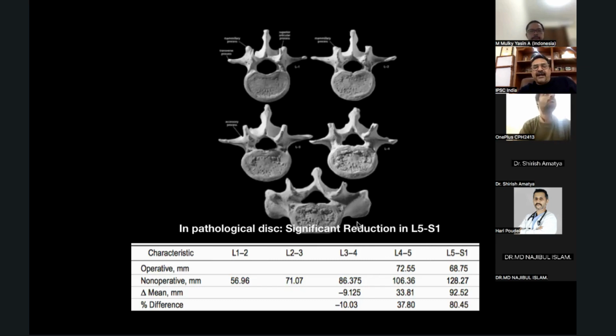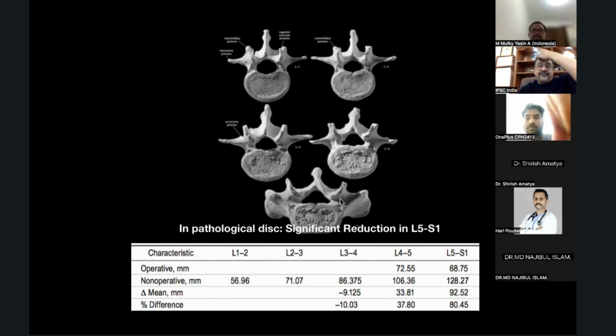The probable reason for this is the angulation of these facetal joints and the increased area of the facetal joints over here, which may cause reduction in the size of this Cambridge triangle. So you can see from here, there's operative, there's non-operative, and you can see at L5S1, this has become very narrow. It has become like an 80% reduction in the size of this Cambridge triangle in the pathological disc.